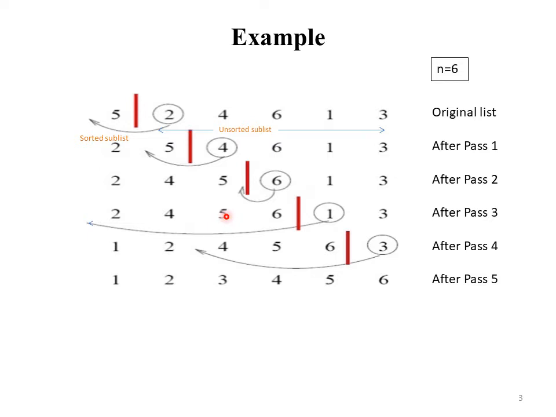So 1 is less than 5. Then we compare with the next element, that is 1 is less than 4. Now we compare with the next element, 1 is less than 2. Now 1 is placed in first position. Now after pass 4, 1, 2, 4, 5, 6 is the sorted sublist and 3 is in the unsorted sublist.